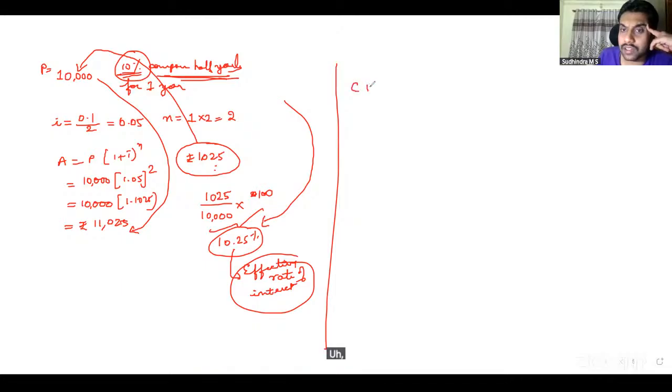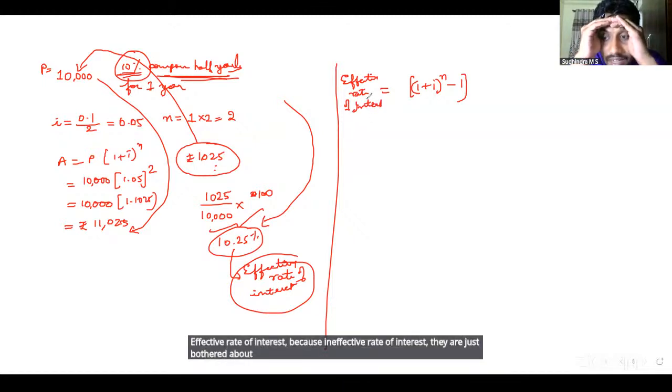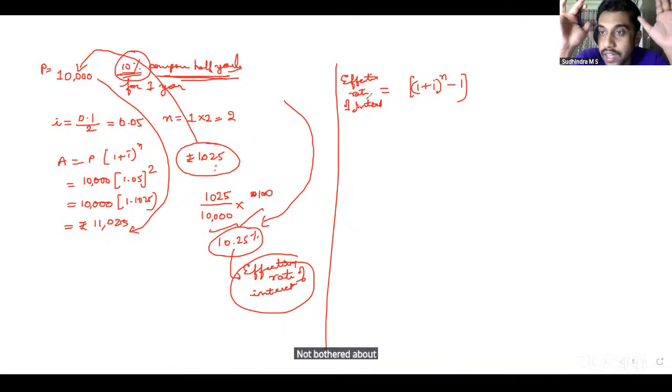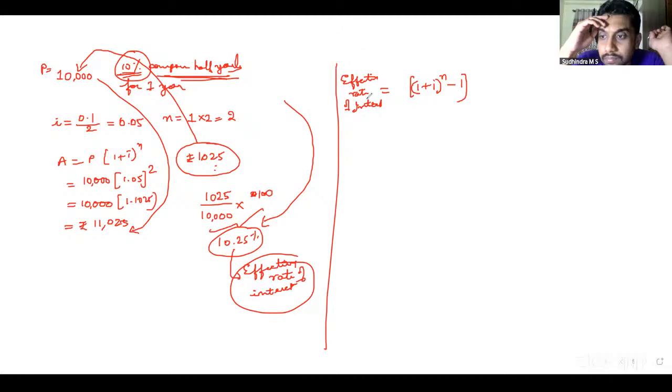Jivan, what is the formula for compound interest? P into 1 plus I whole power n minus 1. Very good. P into 1 plus I whole power n minus 1. Remove P. This is effective rate. Because in effective rate of interest, they are just bothered about returns that they get, not bothered about the total amount. Therefore, in effective rate of interest, principal is irrelevant. Are we following? Yes, write down heading effective rate of interest.